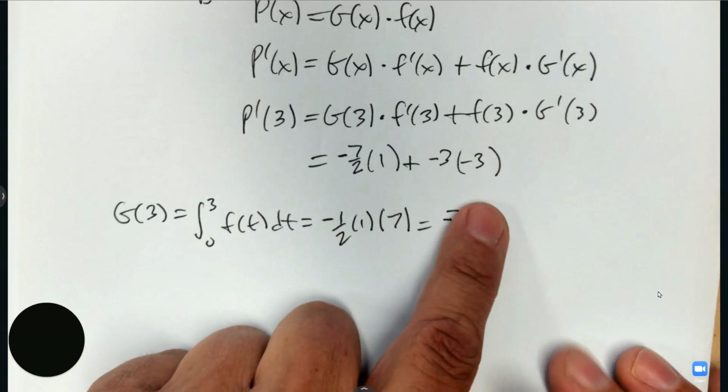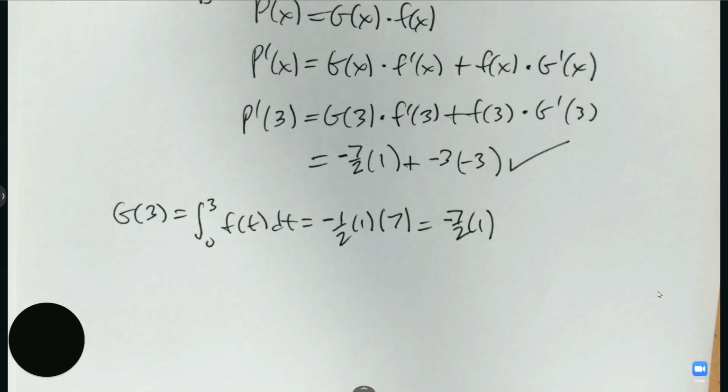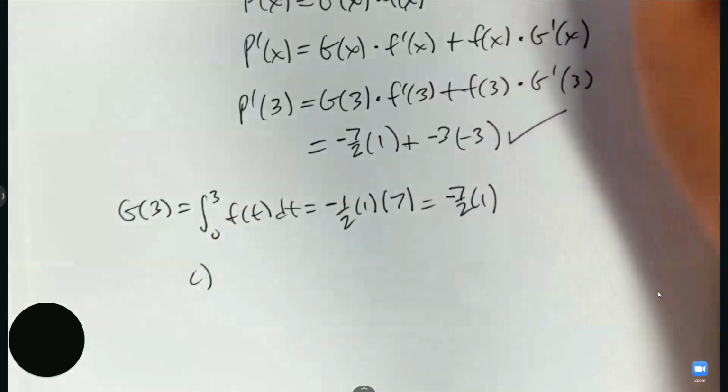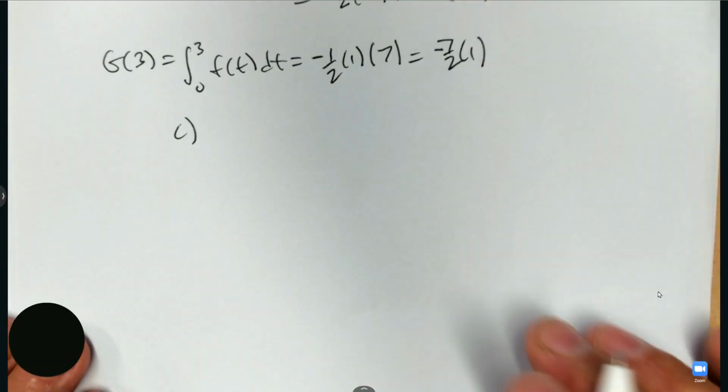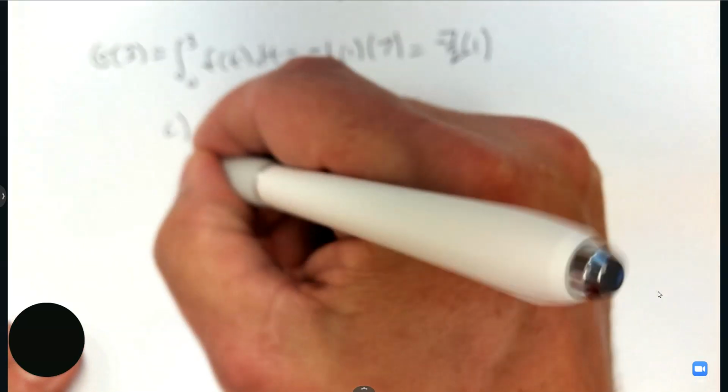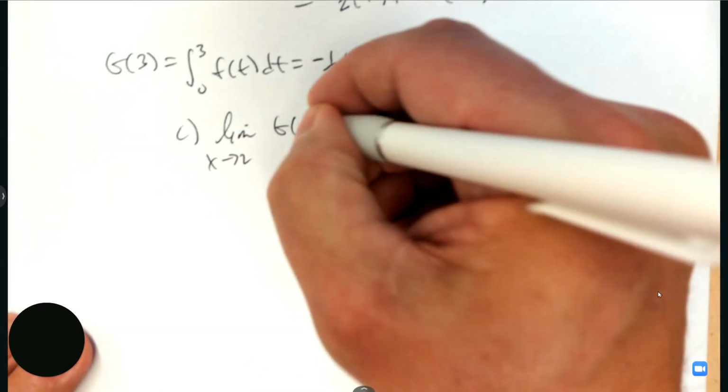You don't have to simplify it because I'm not comparing answers. There's no reason to go further than that. Part C. I'm going to write it down. A limit question while looking at a graph.